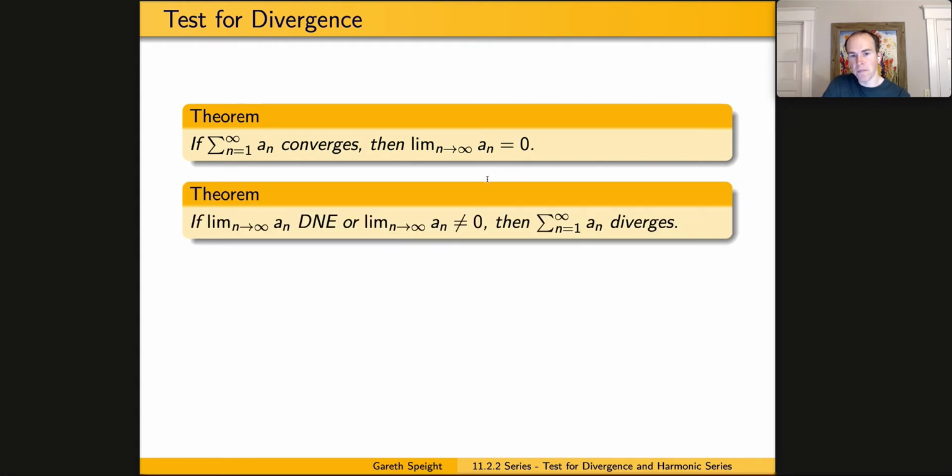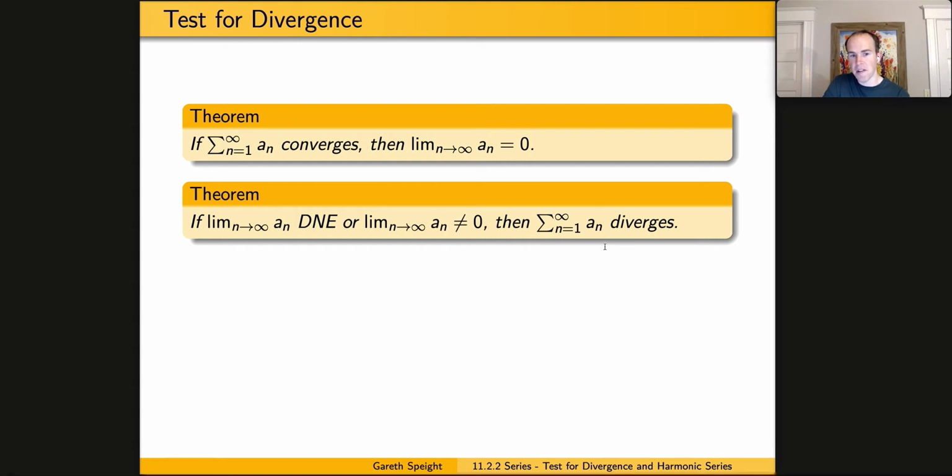But maybe even more useful than this is a so-called test for divergence that we get by turning this around. So we said that if the sum converges, then the terms go to 0. So it follows that if the terms don't go to 0, then the sum cannot converge. Or another way of writing that is to say that if the limit of the terms does not exist, or if the limit of the terms is non-zero, then the series diverges. So this is a useful test called the test for divergence.